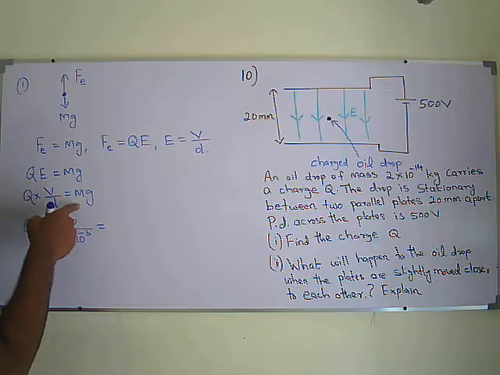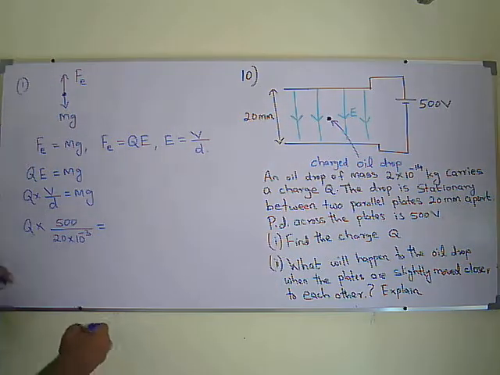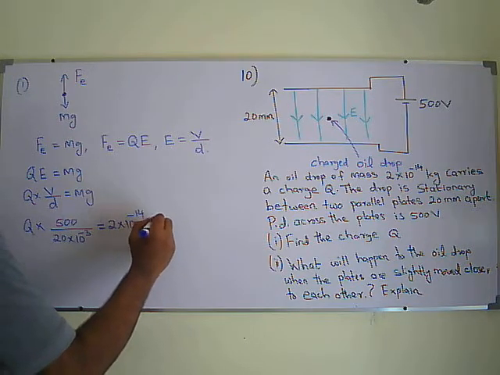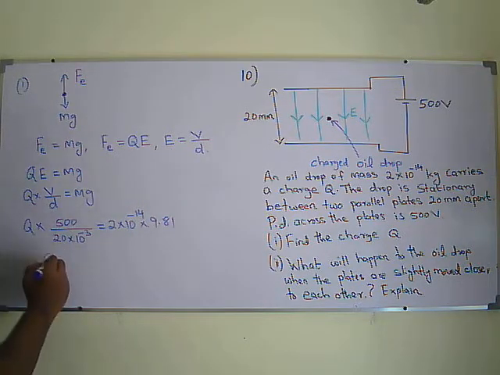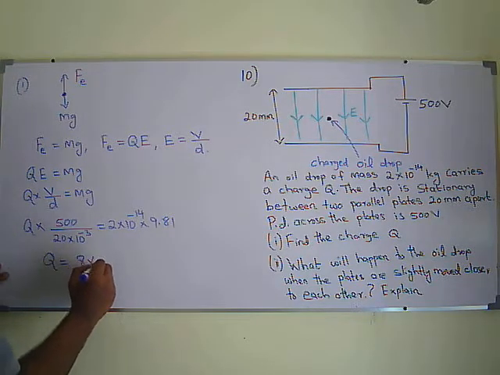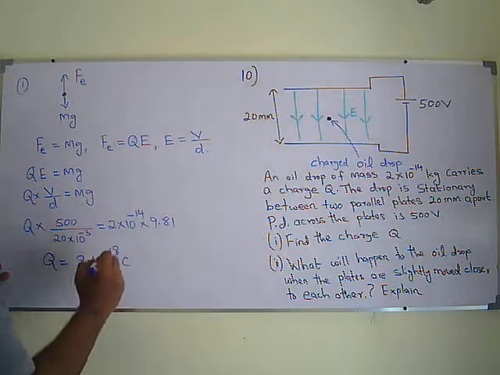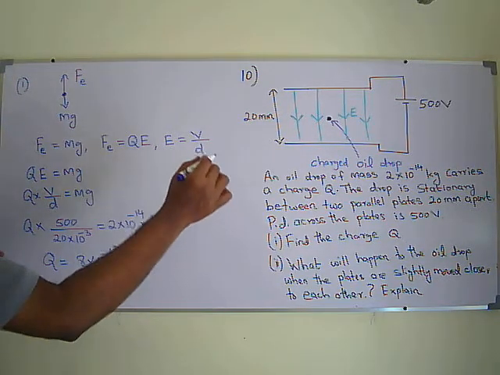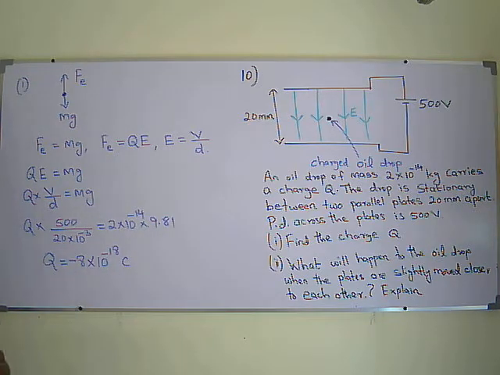equal to the mass of the oil drop, given as 2 into 10 to the power minus 14, into 9.81, that's the g. Okay, solve it. You will get the value for Q. That will be the charge. That will be 8 into 10 to the power minus 18 coulomb. That's the magnitude. But I know that the oil drop should be a negatively charged particle, so that should be minus 8 into 10 to the power minus 18 coulomb.